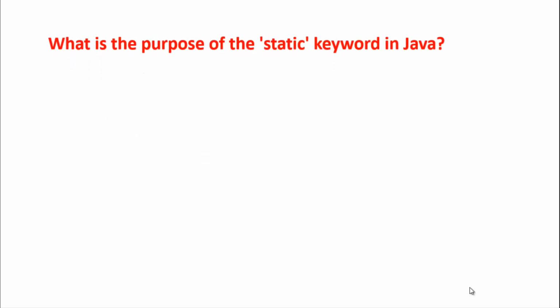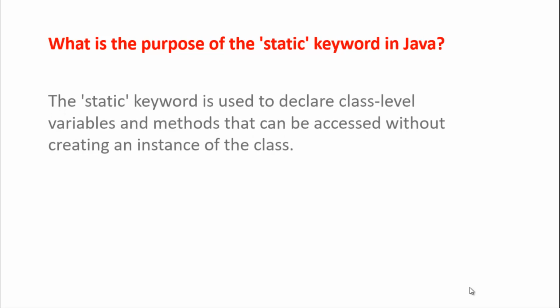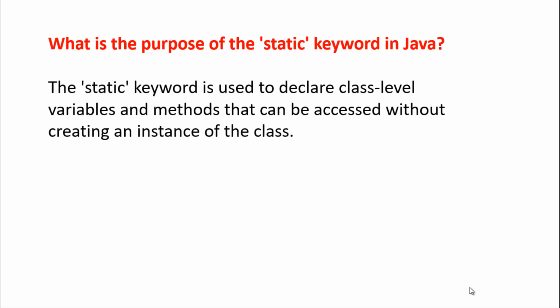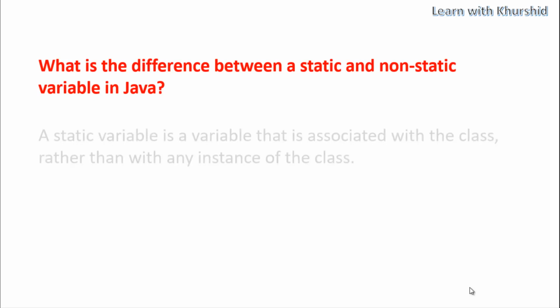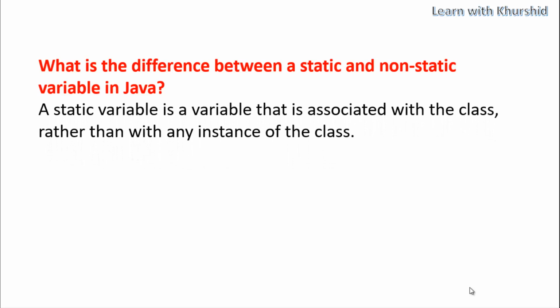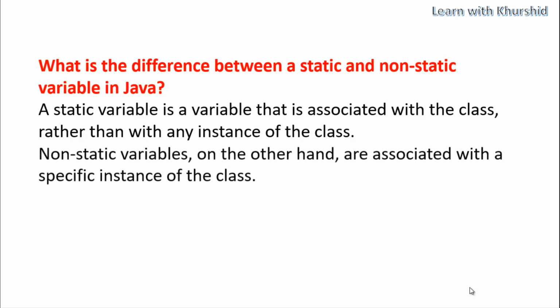What is the purpose of the static keyword in Java? The static keyword is used to declare class level variables and methods that can be accessed without creating an instance of the class. What is the difference between static and non-static variables in Java? A static variable is a variable that is associated with the class rather than with any instance of the class. Non-static variables, on the other hand, are associated with a specific instance of the class, that means objects.